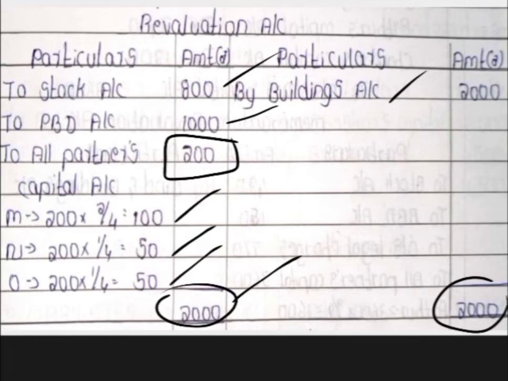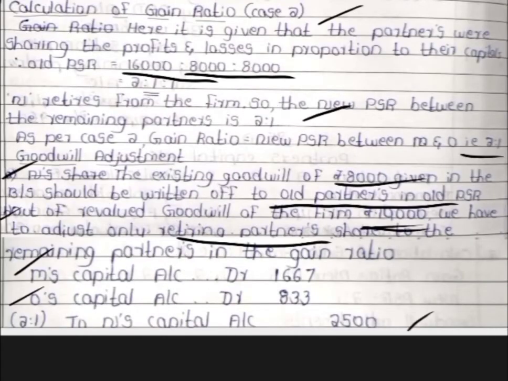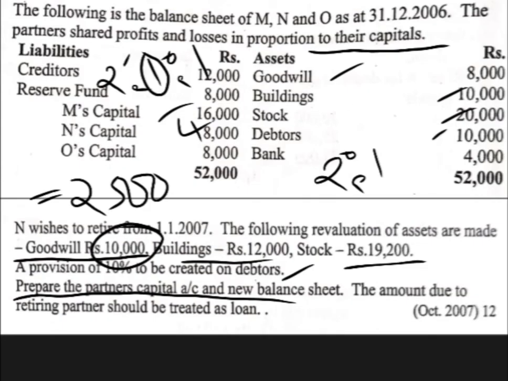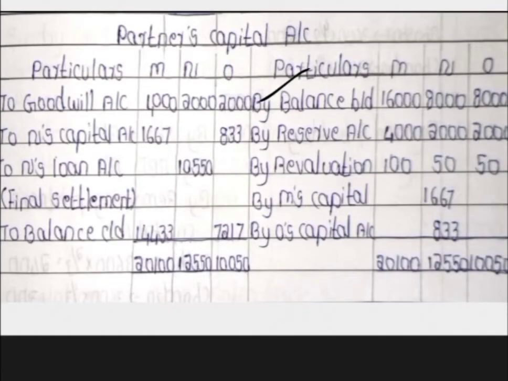Then the next requirement is to prepare the partners' capital account. In the partners' capital account, as usual, we have to write the opening capital balances as given in the question by balance brought down 16,000, 8,000 and 8,000. Then the next step is to write the reserve balance. So here we have a reserve of 8,000, again which should be distributed among the partners in the old profit sharing ratio of 2 is to 1 is to 1. So by reserve account.